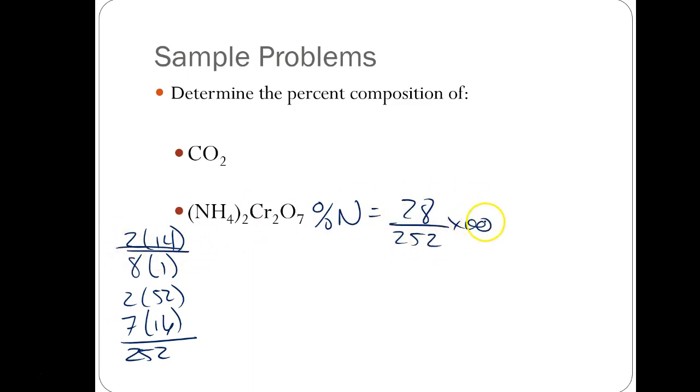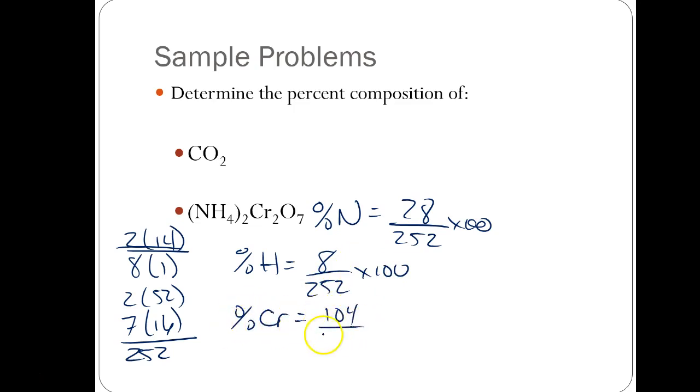The percent of hydrogen, I'm going to do 8 over 252 times 100. The percent of chromium, I'm going to do 104 over 252 times 100. And the percent of oxygen, again, I could do 7 times 16, 112 over 252 times 100, or I could just take everybody else and subtract it from 100. But it's just as easy to do this.